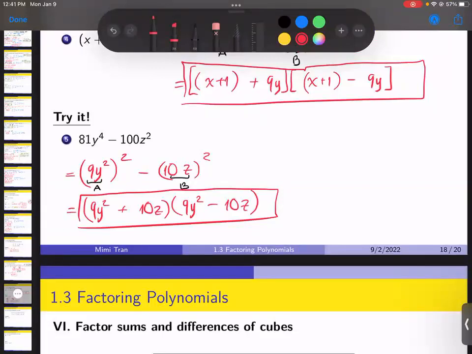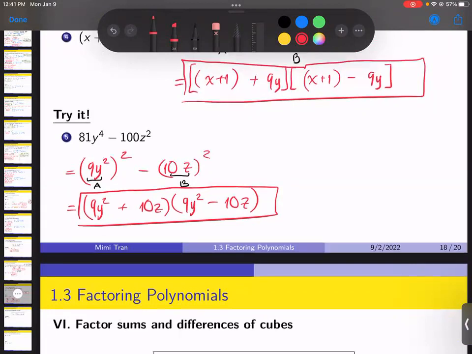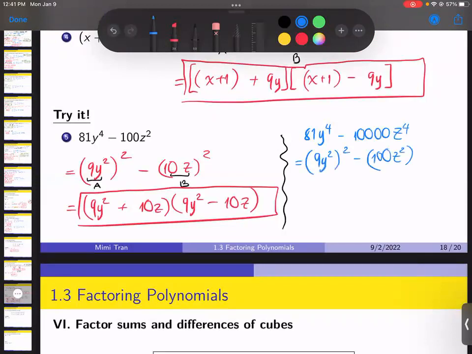Maybe I should do that. No, maybe let's do that, because you might see this on your homework. I modify it a little bit. 5-ish. So 10,000 z to the 4. So same thing, right? 9y squared quantity square minus 100 z squared quantity square.